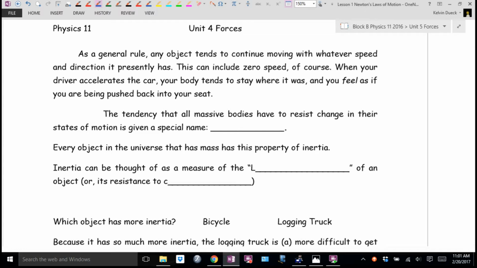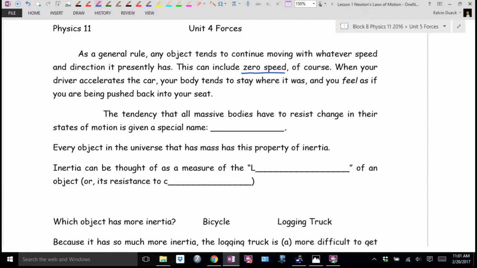Any object tends to continue moving with whatever speed and direction it presently has. Oh, and this can include zero speed, of course, at rest. When your driver accelerates the car, your body wants to stay where it is. That's Newton's first law. In order for you to accelerate forwards, the seat that you're sitting in has to apply a force against you to accelerate you forwards, and to you it feels like you got pushed backwards, but that's because your body wants to stay where it is. It's the seat accelerating you forwards. That's why your body is a backwards accelerometer.